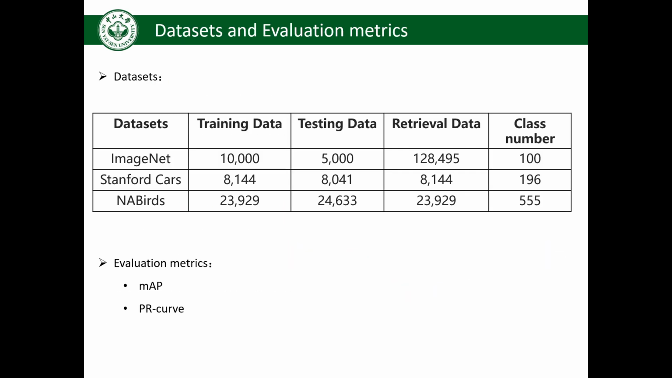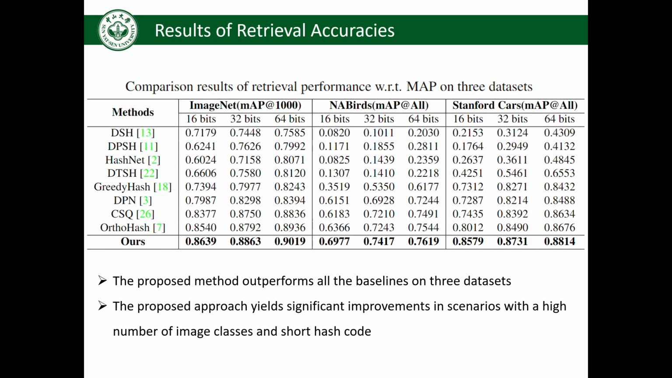We evaluate our method on 3 datasets and use MAP and PR curve as evaluation metrics. Firstly, we compare our method with other hashing network methods. The comparison results can be seen in the table. As shown in the table, the proposed method outperforms all the baselines on 3 datasets, especially when the hash code length is short.